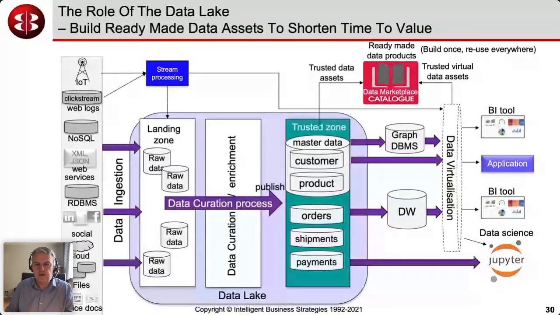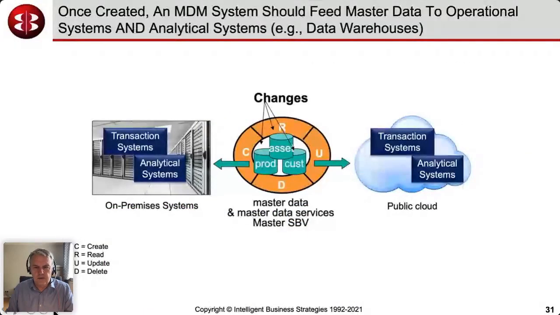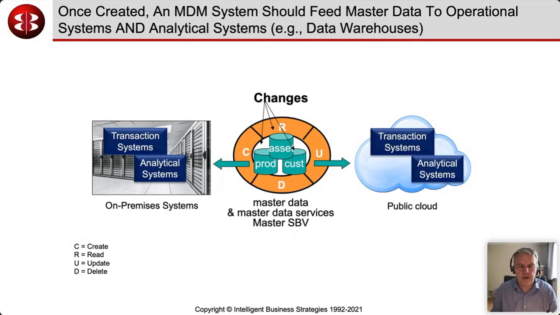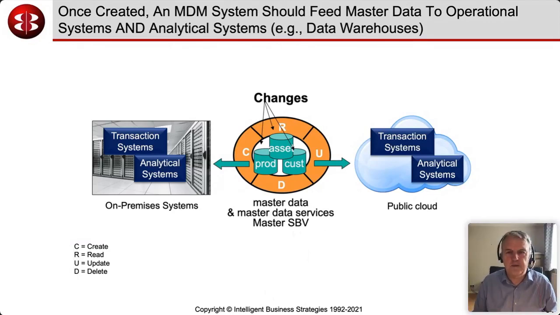I'm just showing analytical systems here. Consuming master data, for example, in a data warehouse, which would be like a dimension within a data warehouse. But we all know that master data, of course, is used to synchronize both transaction systems and analytical systems, whether they be on premises in your data center or in one or more clouds, in order to keep them synchronized.